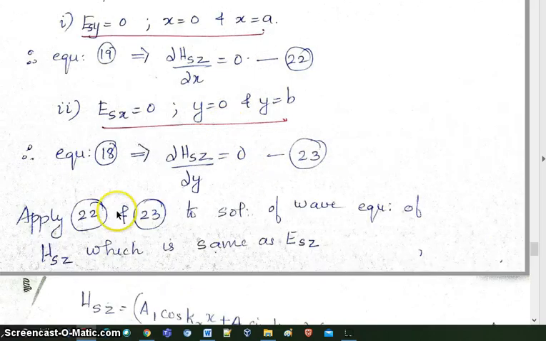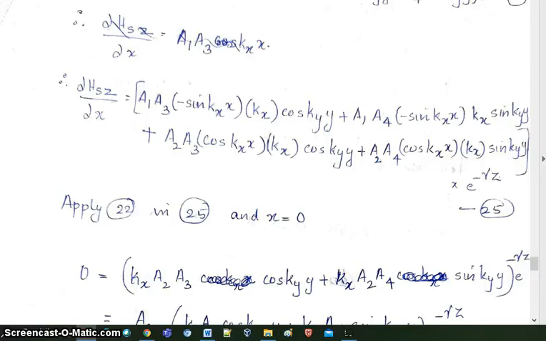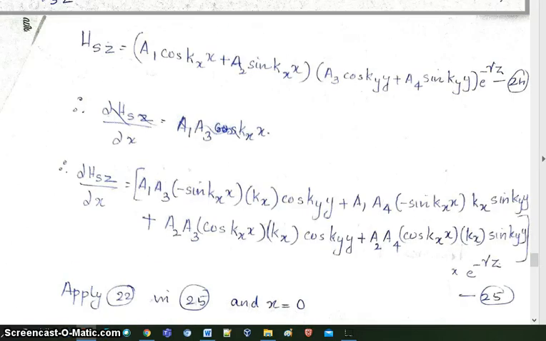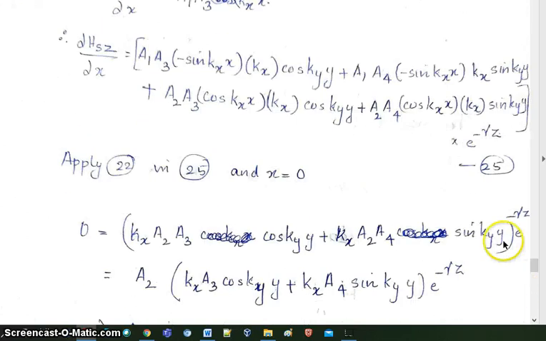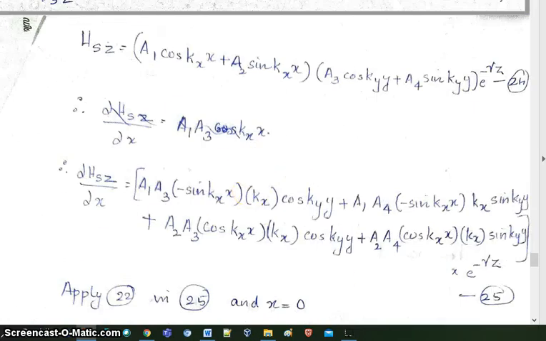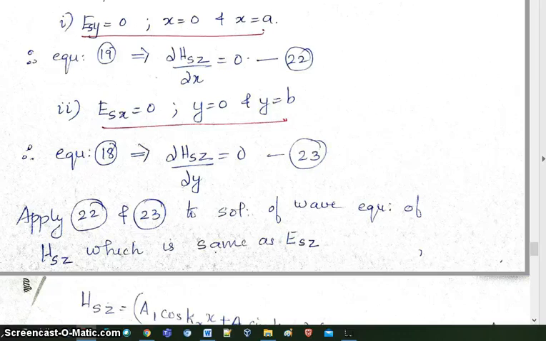So what I have done is, I have applied 22 and 23 to solve for the wave equation of Hsz, which is the same as Esz. Okay. So that is my equation 24. Next, I have differentiated this with respect to x, and that is my equation 25. Now I applied 22 in 25. What is 22? 22 is dou Hz by dou x is equal to 0.